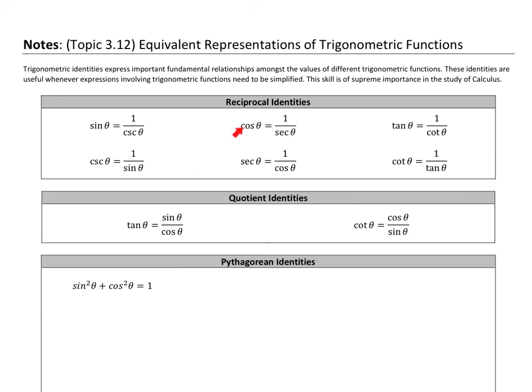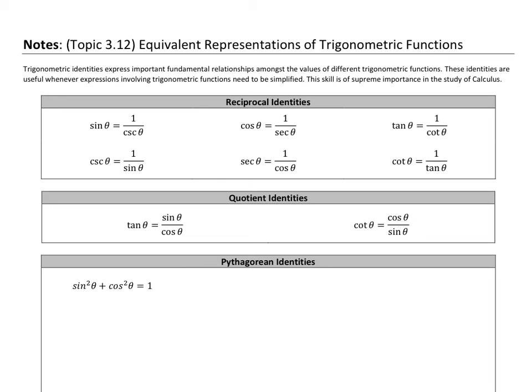Same thing for cosine and secant. Same thing for tangent and cotangent. We've also learned throughout the lessons that we have quotient identities for tangent and cotangent. Tangent is sine divided by cosine. So anytime you see a tangent, you can rewrite it as sine divided by cosine. Vice versa for cotangent, since it's the reciprocal of tangent, you just flip this fraction over, meaning it's cosine over sine.